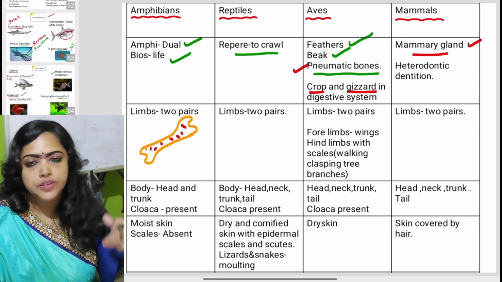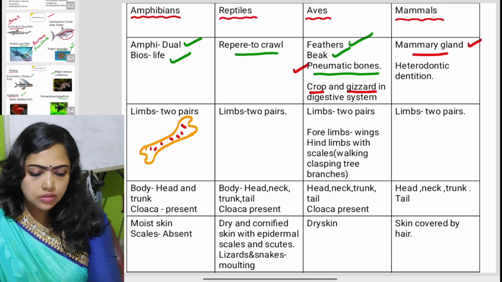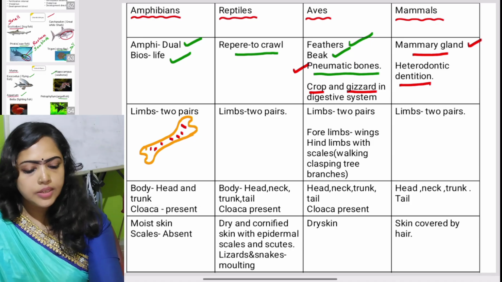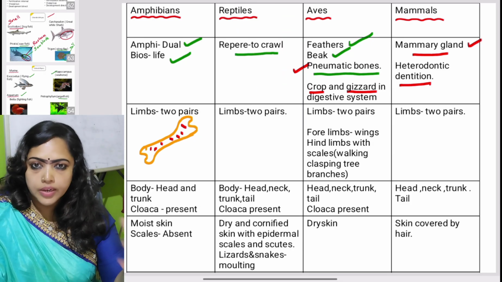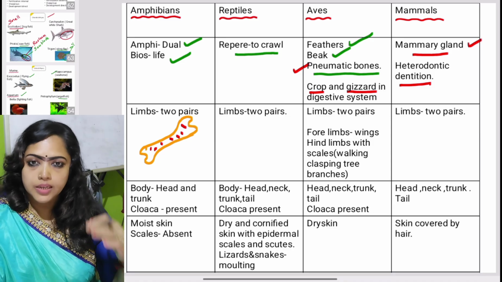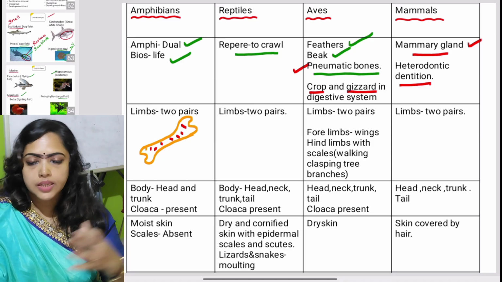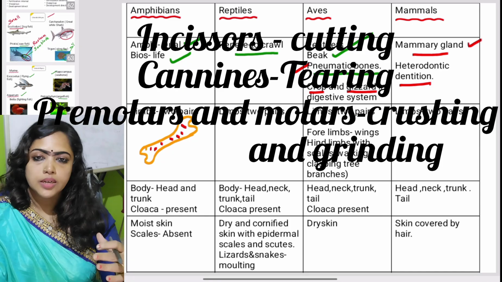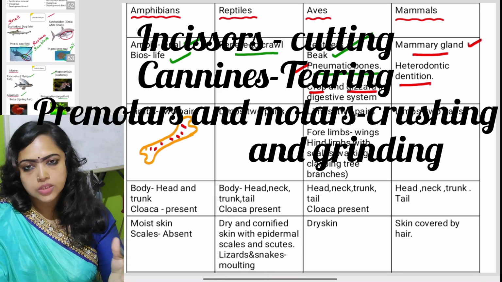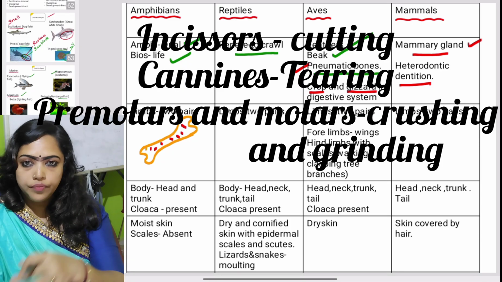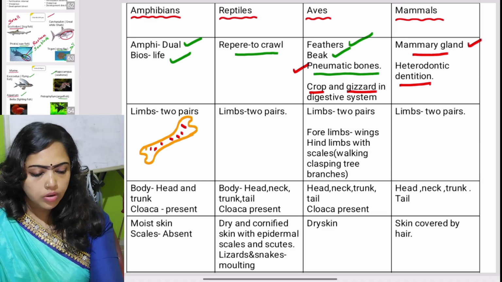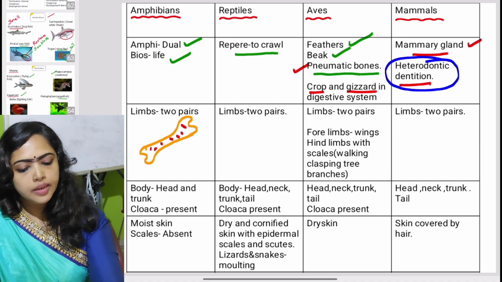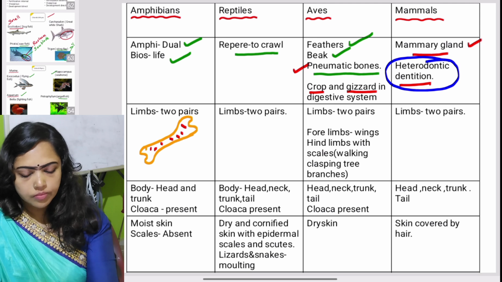And then the teeth features, that is called as dentition. It is heterodontic. Heterodontic, the word hetero means what? Different, right? So different types of teeth are present. Example, incisors are there for cutting food, then canines are for tearing food, and then premolars and molars are for crushing and grinding. Okay, so since different types of teeth are present, mammal dentition is what? Heterodontic.